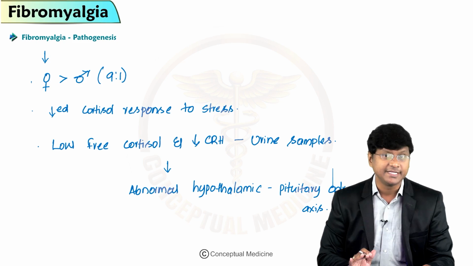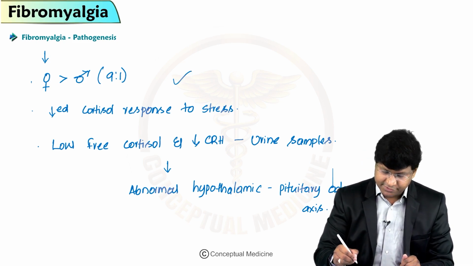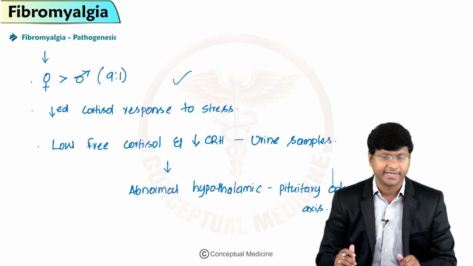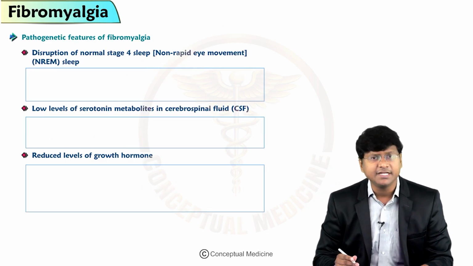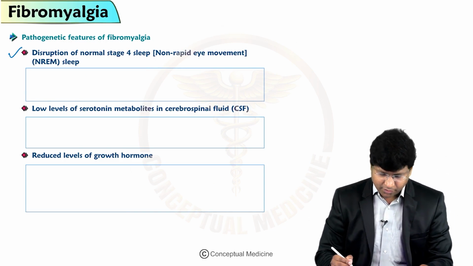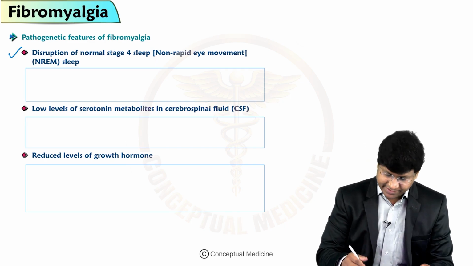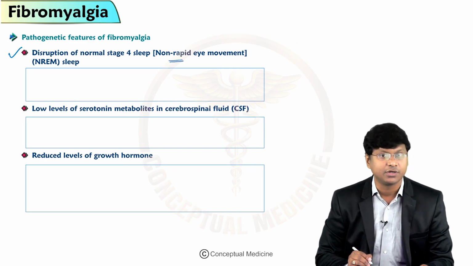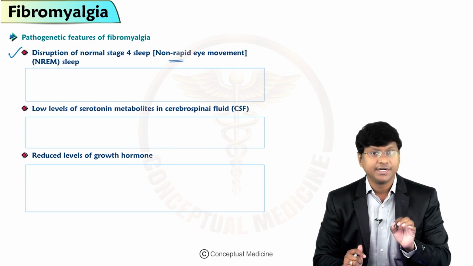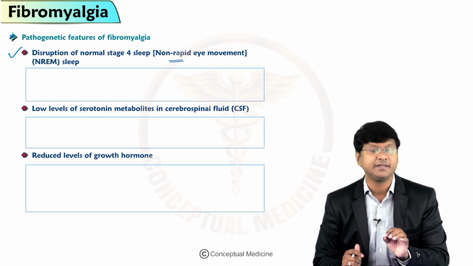But let me tell you, apart from this important point, that is decreased cortisol response to stress, there are many other pathogenic features of fibromyalgia. Now, what are the other pathogenic features of fibromyalgia? Number one, disruption of normal stage 4 sleep, right? In stage 4, the individual will be in a state of NREM sleep, that is non-rapid eye movement sleep. So disturbed sleep has been implicated as a factor in pathogenesis.